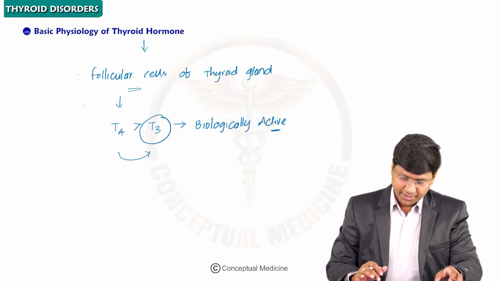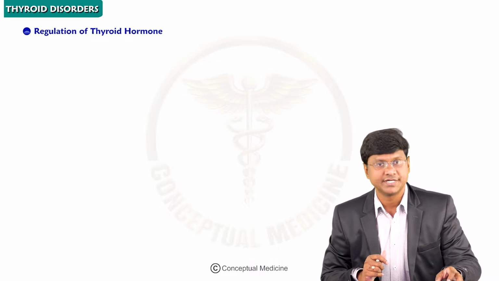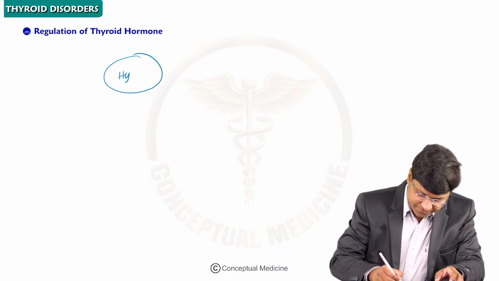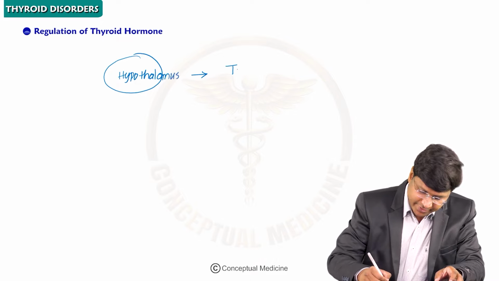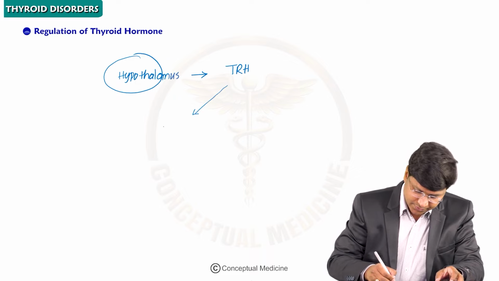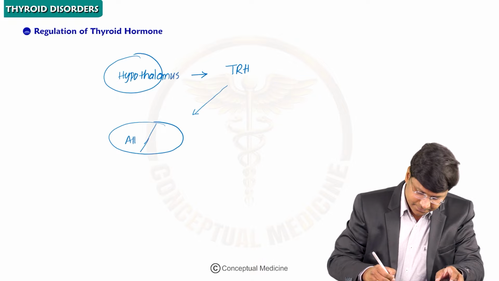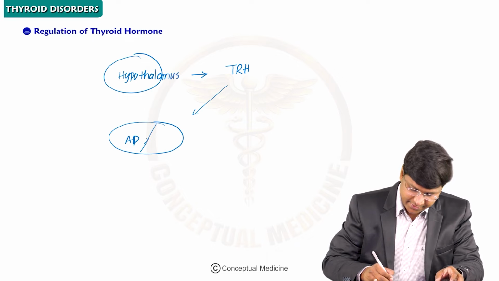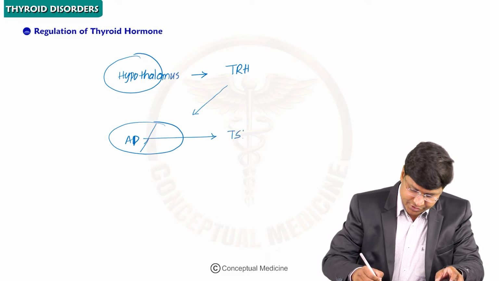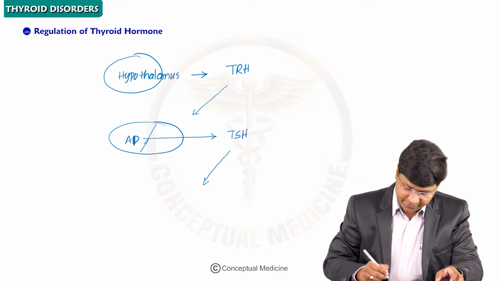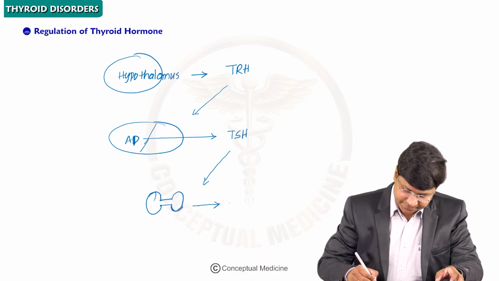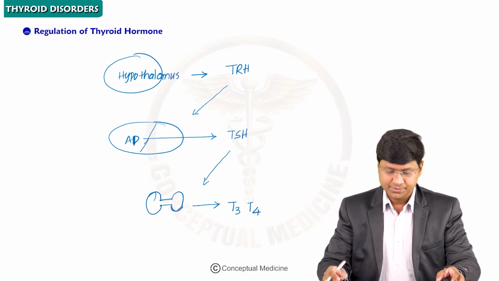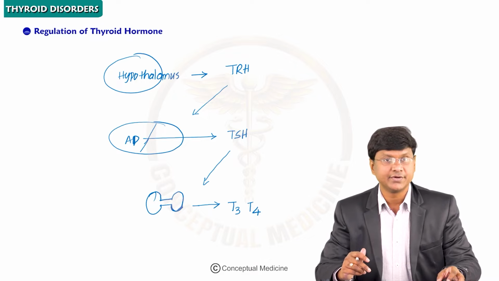So this is the basic introduction to your thyroid hormone, which is produced from follicular cells of the thyroid gland. Now, you see the regulation of the thyroid hormone secretion. We have the hypothalamus, which will produce thyroid releasing hormone, and this thyroid releasing hormone acts on the anterior pituitary. In response to that, the anterior pituitary will release thyroid stimulating hormone, and this thyroid stimulating hormone will act on the follicular cells of the thyroid gland. In response to that, T3 as well as T4 is produced. So these are the steps in the regulation of the thyroid hormone secretion.